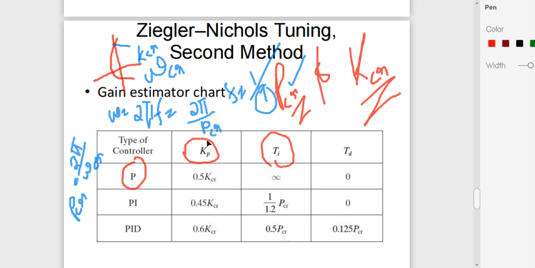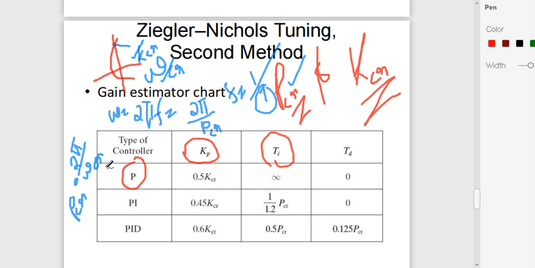So omega equals 2 pi f, which is also 2 pi by Pcr. Therefore Pcr equals 2 pi by omega cr. Pcr can be found by using the equation 2 pi by omega cr. So the method for finding Kcr and omega cr is: first write the closed loop transfer function and substitute s equal to j omega. By equating the real and imaginary parts, we get Kcr and omega cr respectively, and Pcr can be found by using the equation Pcr equals 2 pi by omega cr.